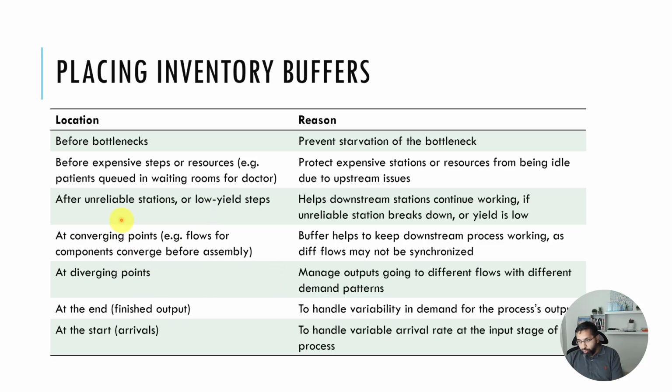At diverging points. So this one is, let's say you have a step after which the unit is going to go to two different steps. So let's say you cut the wood planks, and now these wood planks that you just cut up are going to go on one side to make legs and on the other side to make tabletops, and then tabletops and legs will come together to make a table. Okay.